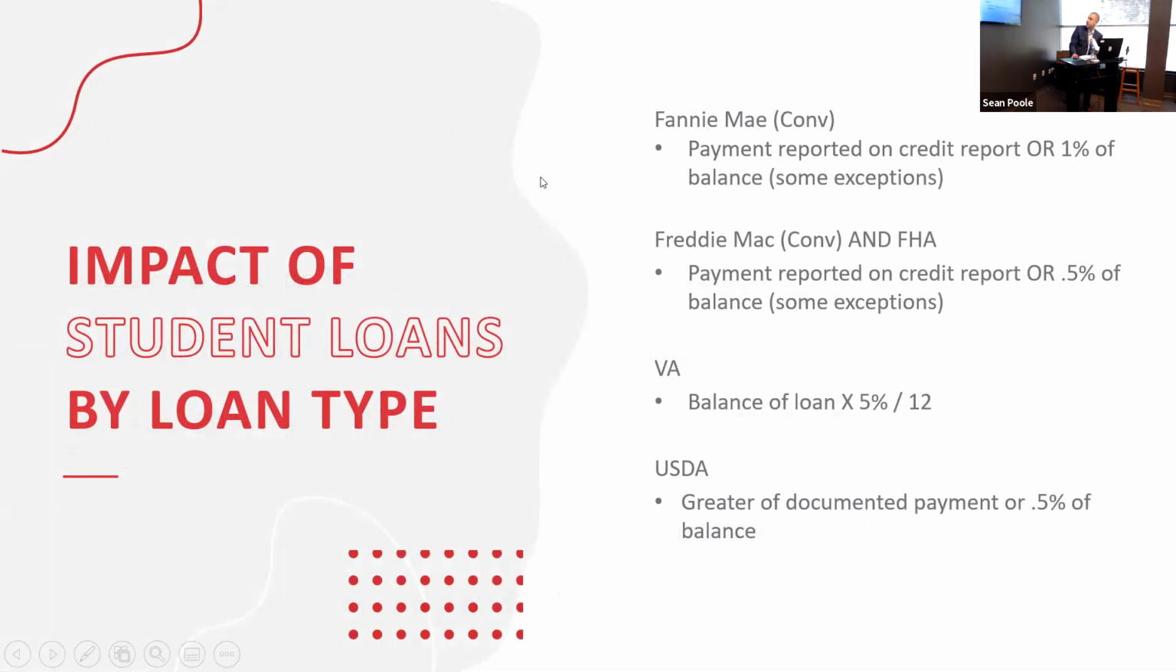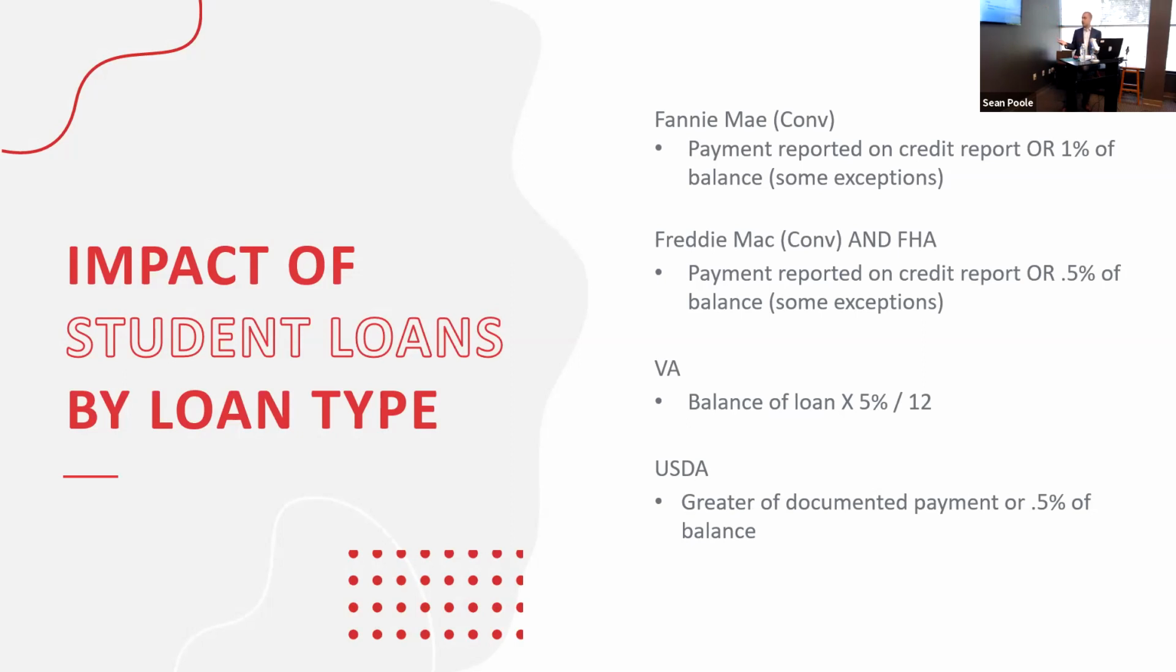Here's a breakdown of student loan types. This has been a big topic because FHA just changed their student loan requirements when it comes to what they count against you. Now they're down to the payment on the credit report, or 0.5% of the balance. We used to have to count 1% of the balance. If you have $100,000 in student loans, we had to count $1,000 against you on a monthly basis.